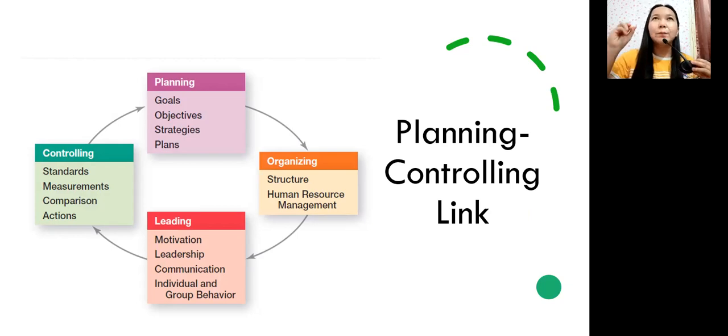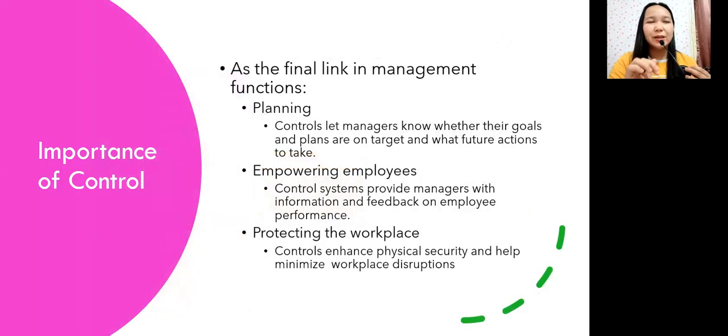Kumbaga, sa controlling kasi, you compare the results with the plan. Kumbaga, this is the plan and this is the actual. Yung actual, malalaman lang natin doon sa part ng controlling.